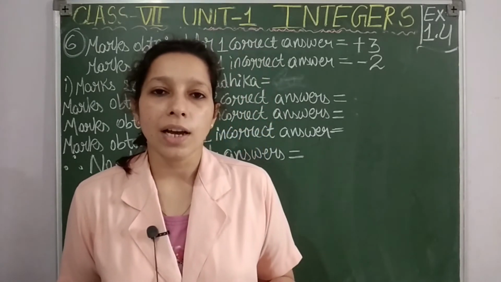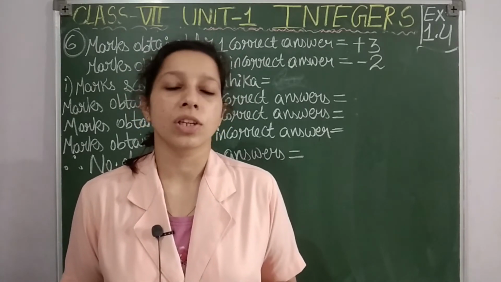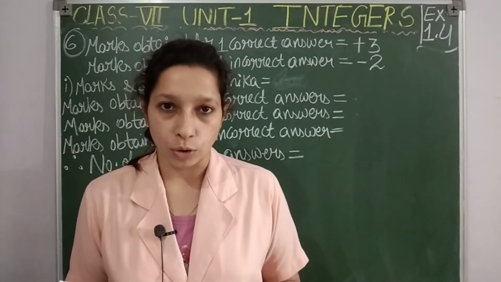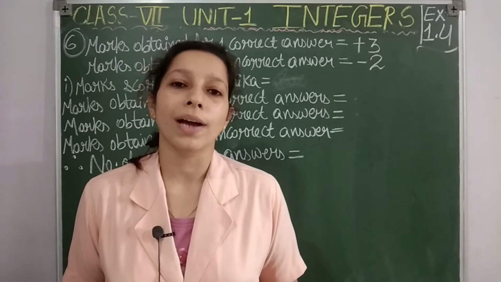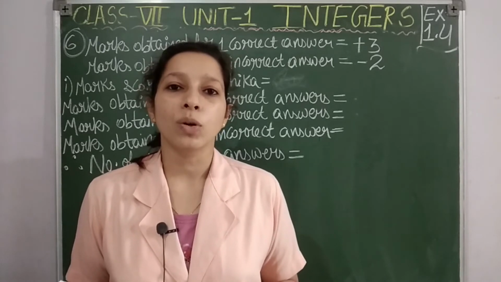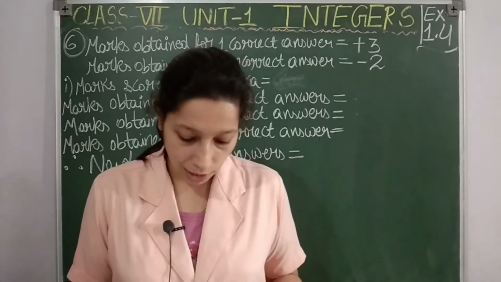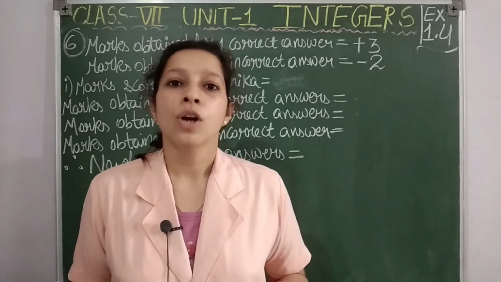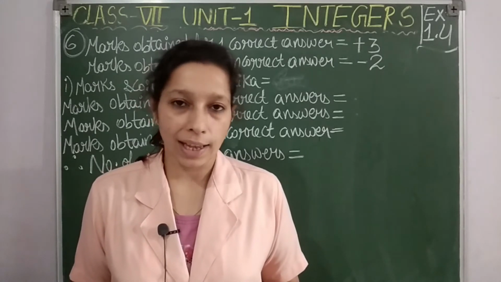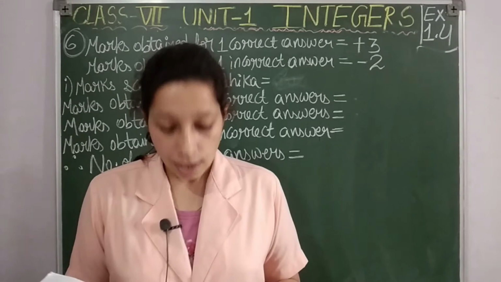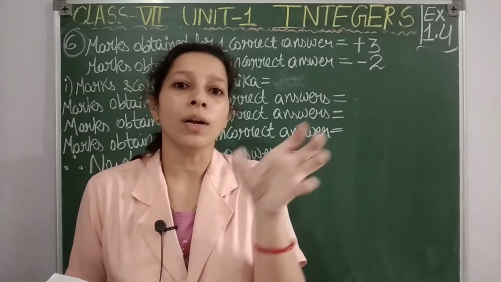How many marks Radhika scored in total? She has only scored 20 marks. And how many questions she has attempted correctly? 12 questions. For one question she will get +3. So for 12 questions, how many marks she will get? 12 into 3, she will get 36 marks. But how many marks are given to her? 20. So where are the 16 marks? 16 marks is the negative marking. Clear, students? Then you have to answer how many questions she has attempted incorrectly so that she got -16.